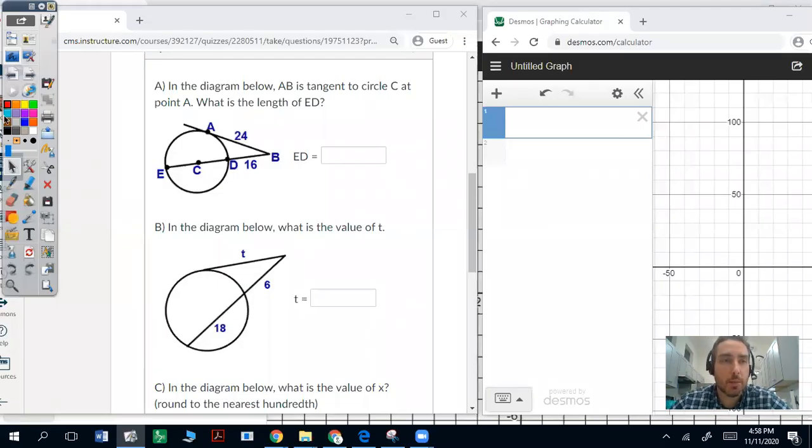All right, if you read through the last couple questions, it kind of gave you a shorter way to do these. And so that shorter way is going to involve the following formula. It's the tangent squared is equal to the outer part of the secant.